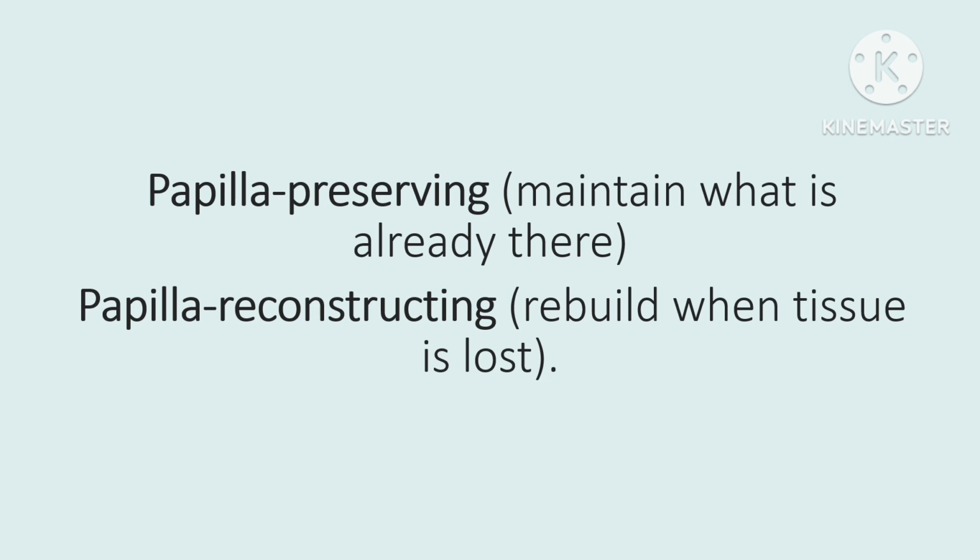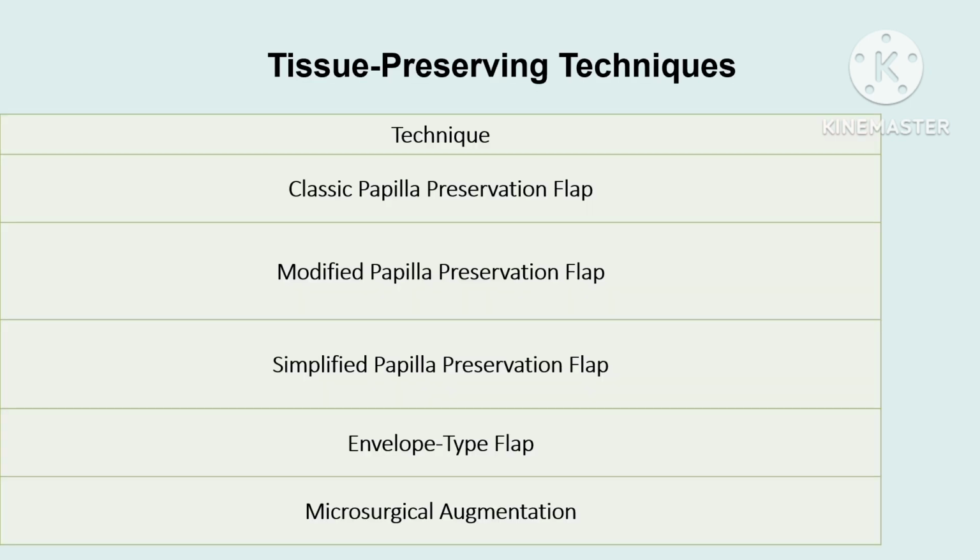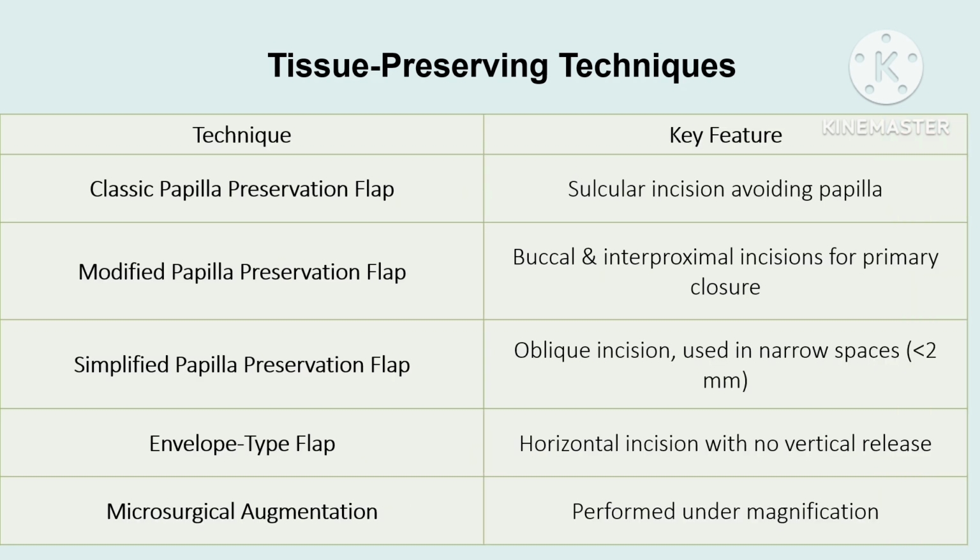Papilla preservation techniques. The classical papilla preservation flap is a standard approach, ensuring that interdental papilla remains intact while gaining access for regenerative therapy. The modified papilla preservation flap refines this technique to allow better closure over grafts and membranes, while the simplified papilla preservation flap is specifically designed for narrow interdental spaces less than 2 mm in size.